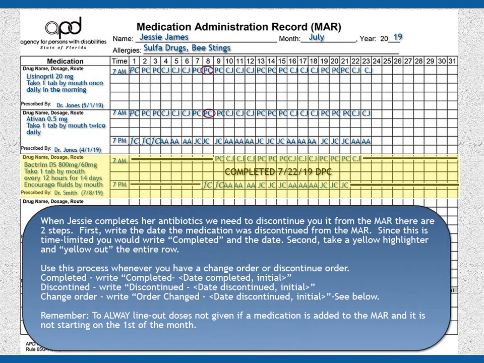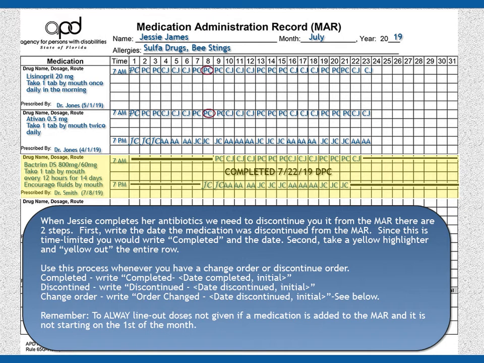See below. After writing, while you are removing the entry from the MAR, highlight the entire row with a yellow highlighter. The discontinued medication order should not appear on the next month's MAR. If it is on the new MAR, notify the pharmacy or the person that prepares the MARs. Then write discontinued and the date the medication was discontinued and highlight the entire row.